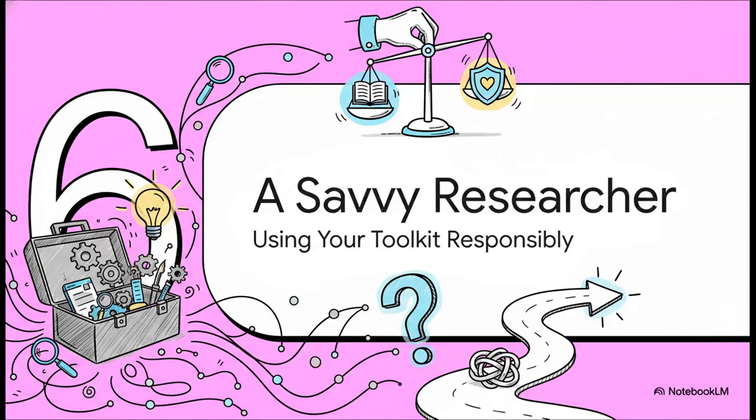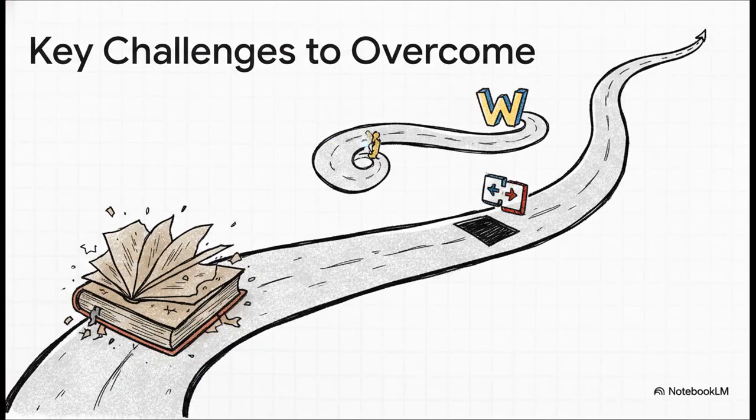Okay, so you now have this incredible toolkit at your fingertips. But with great power comes great responsibility, right? Being a savvy researcher isn't just about finding information, it's about using it wisely and ethically. You've got to be aware of the common pitfalls. Watch out for outdated physical books. Avoid that trap of relying only on Wikipedia. And always, and I mean always, cite your sources. Remember, the goal here is to understand the material, not just to copy it.